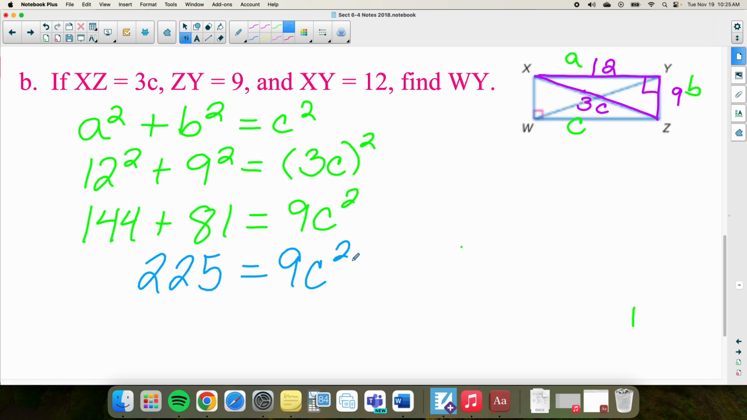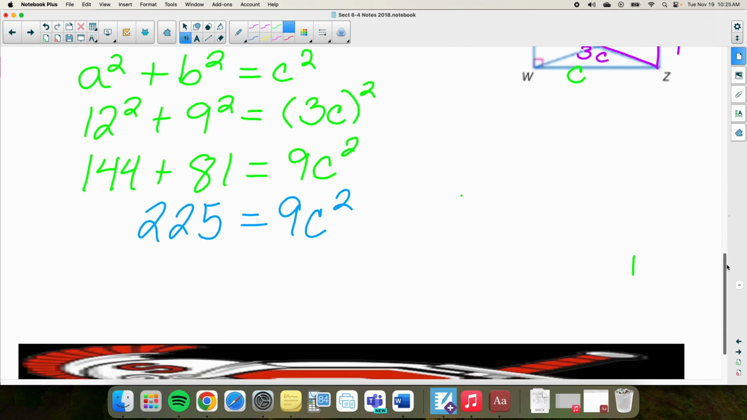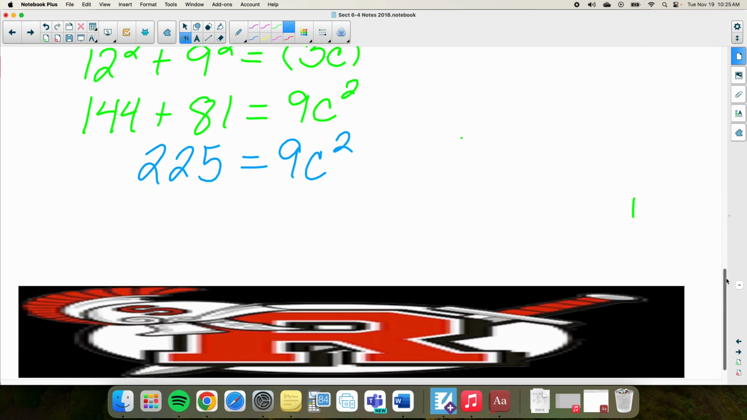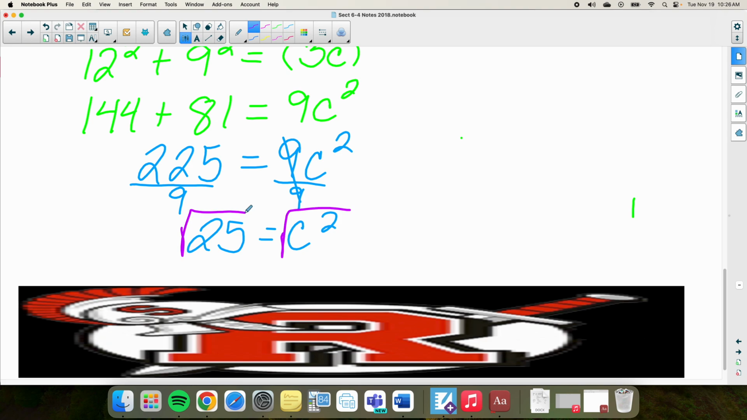What would I do next? First, I would divide by 9 to get rid of that 9, okay? And then C squared would equal, is that 25, I believe? And then what would I do? Square root. And the square root of 25 is 5, right?